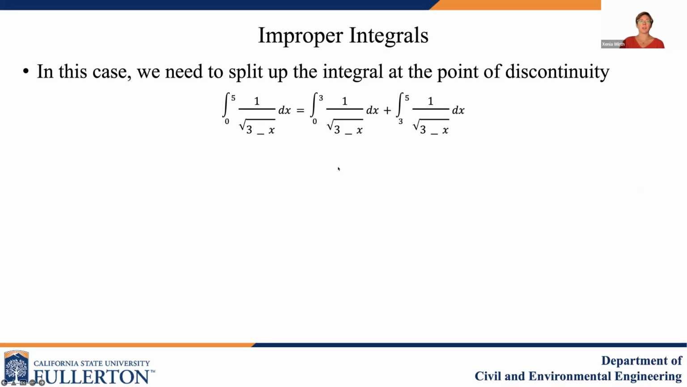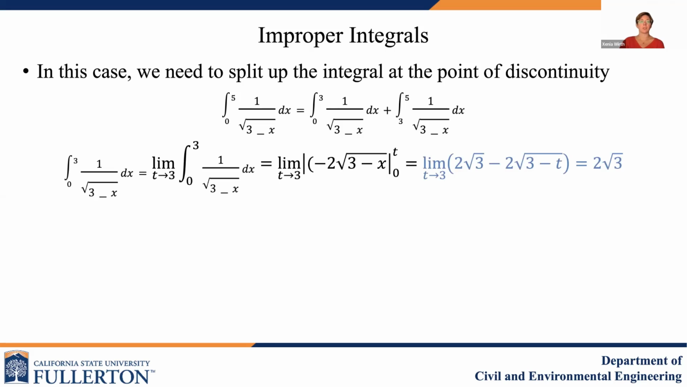In this case, we're going to have to split up the integral at the point of discontinuity, and we're going to have to take 2 separate integrals and approach that point of discontinuity, 3, from both the left side and the right side. So we're going to do this by creating 2 separate integrals and evaluating them independently. I'm still going to substitute t for my integration limit, I'm still going to evaluate it at t, and I'm still going to find the limit as t approaches my discontinuous point, which in this case is 3, and find the solution.